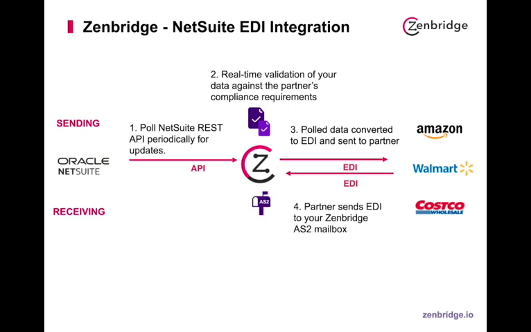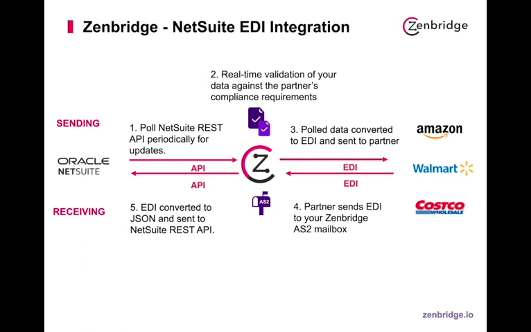When it comes to receiving, let's say your partner sends an EDI to Zenbridge. Basically, they are primarily connected to you through Zenbridge. When they send in an EDI file, we receive it on your behalf on our AS2 mailbox. And every time we receive an EDI file on your behalf, we convert that into an API, into a JSON, and then we fire an API request to your NetSuite environment. So that is how you receive EDI into your NetSuite environment.